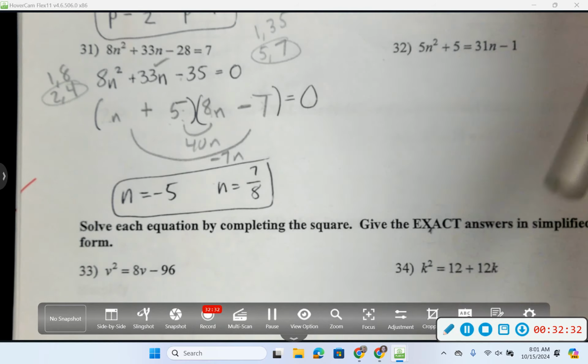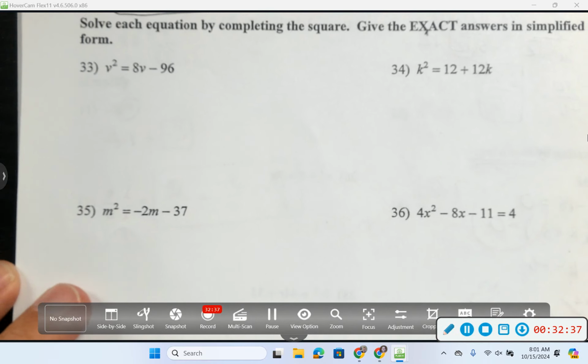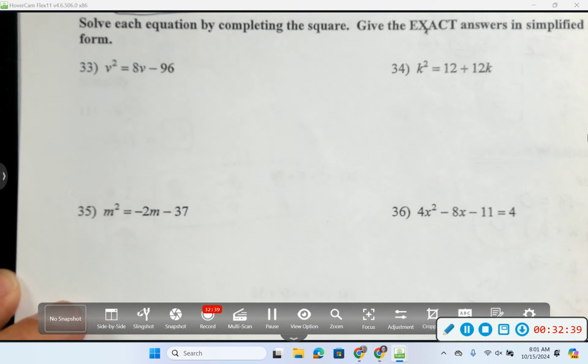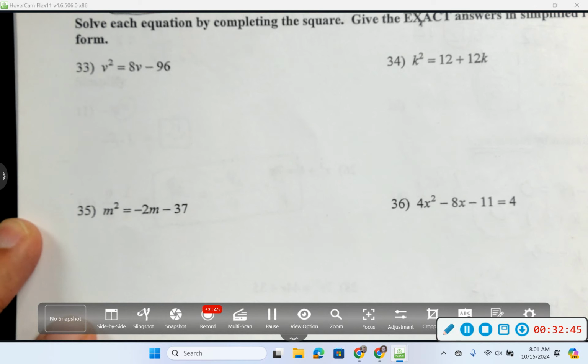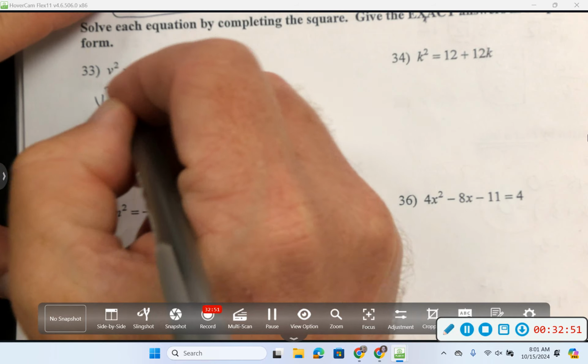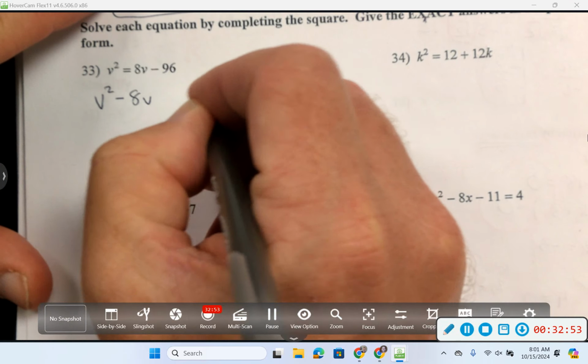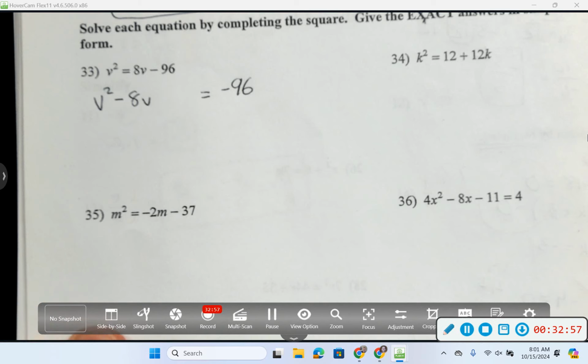Completing the square. You feel like it's not bad? I feel like what I've said a couple times about this test already, it's not bad, it's just there's a lot of steps. And on the test in general, there's a lot of things. So no one thing is that difficult, no one step is that difficult, it's just a whole lot of stuff. v squared minus 8v equals negative 96. So you got to get it set up right.